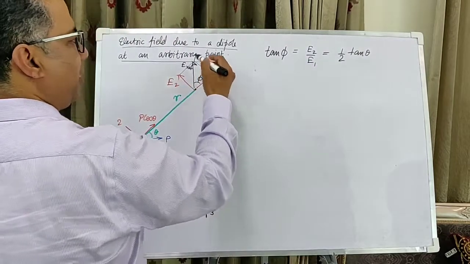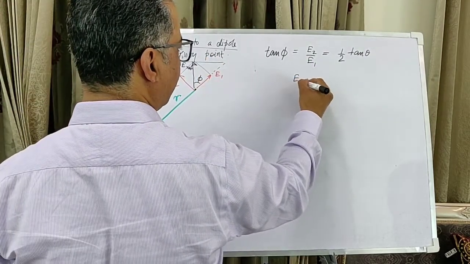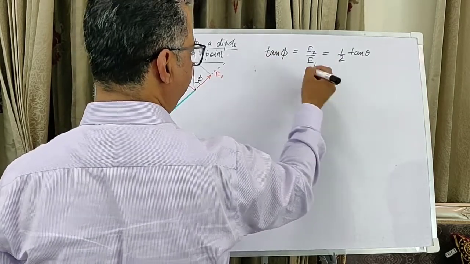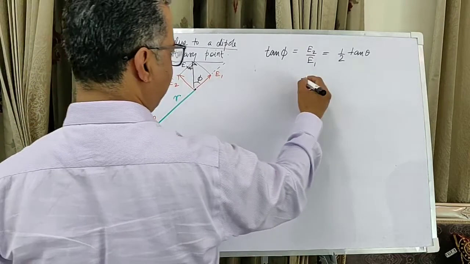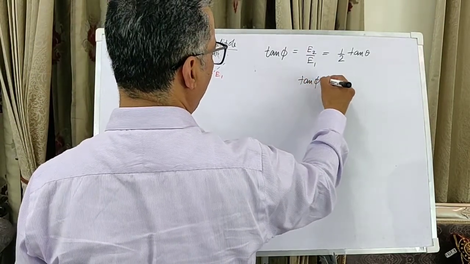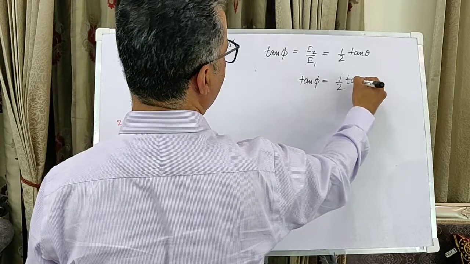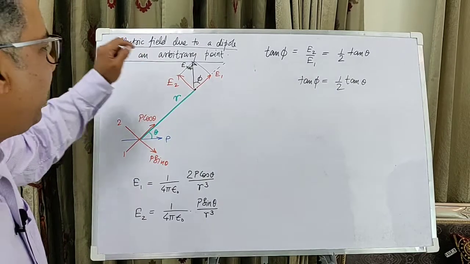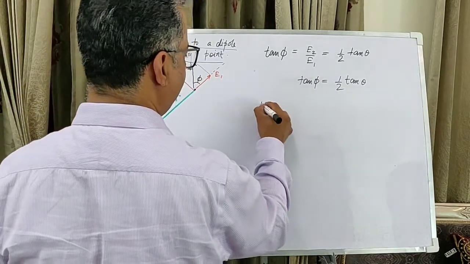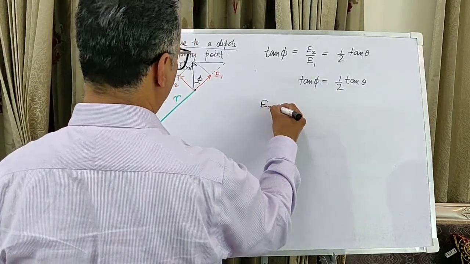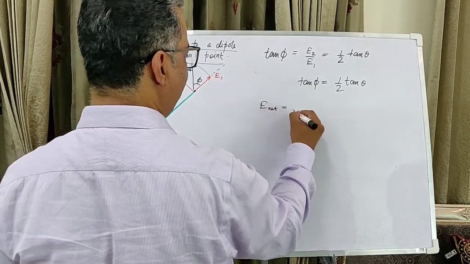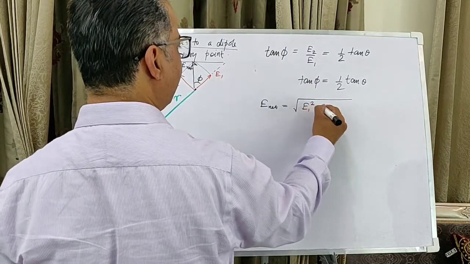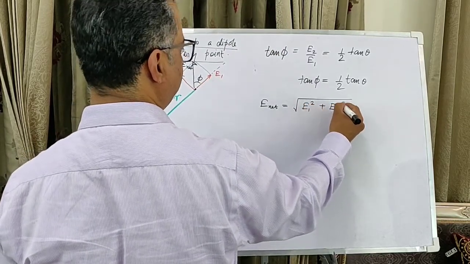So the direction of this net electric field, this angle phi, is given by tan phi equals half tan theta. That's the first information we get. Also, we can easily calculate this net electric field in terms of its magnitude. This net electric field will have a magnitude equaling the square root of E1 squared plus E2 squared.